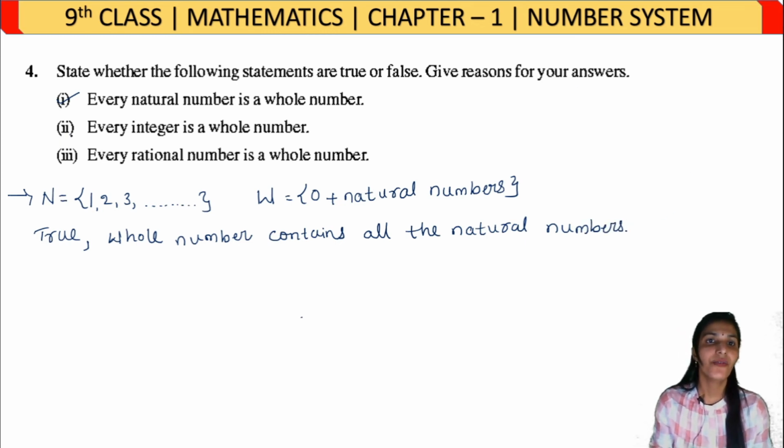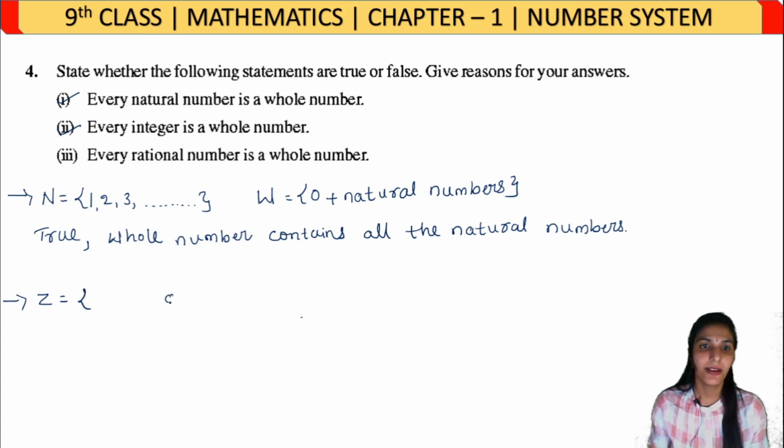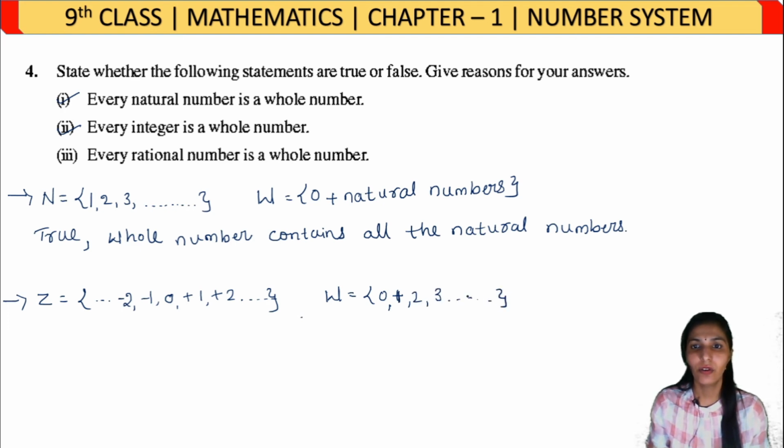Next one, every integer is a whole number. Is every integer a whole number? For this we have to recall the definition of the integer: the numbers which are both positive and negative. So here I can take 0, plus 1, plus 2, and so on. Negative numbers -1, -2 and so on. And now whole numbers will be 0 plus all the natural numbers, that means 0, 1, 2, 3 and so on. So here if I check the statement, every integer is a whole number.